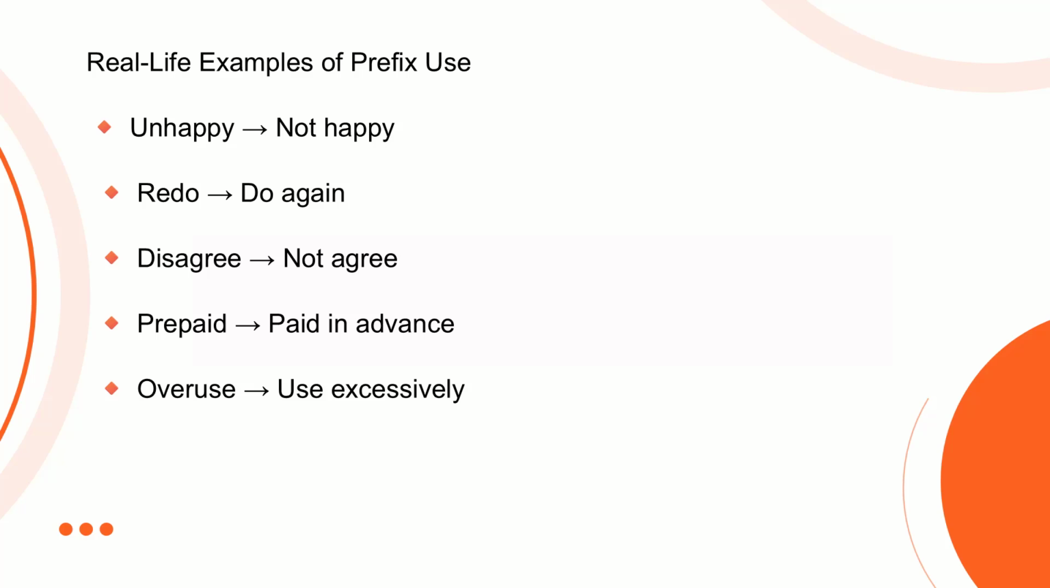Real-life examples of prefix use. Let's review some real-life prefix examples. Unhappy means not happy. Redo means to do again. Disagree means not agree. Prepaid means paid in advance. Overuse means to use something too much.